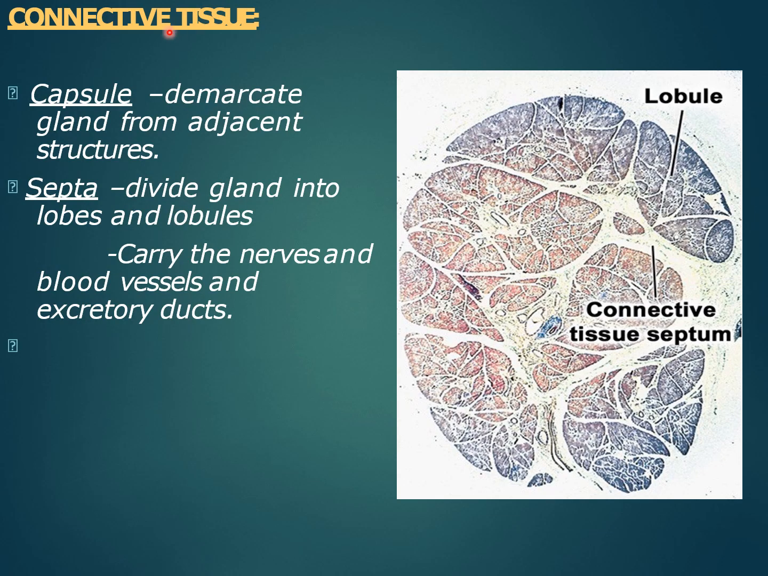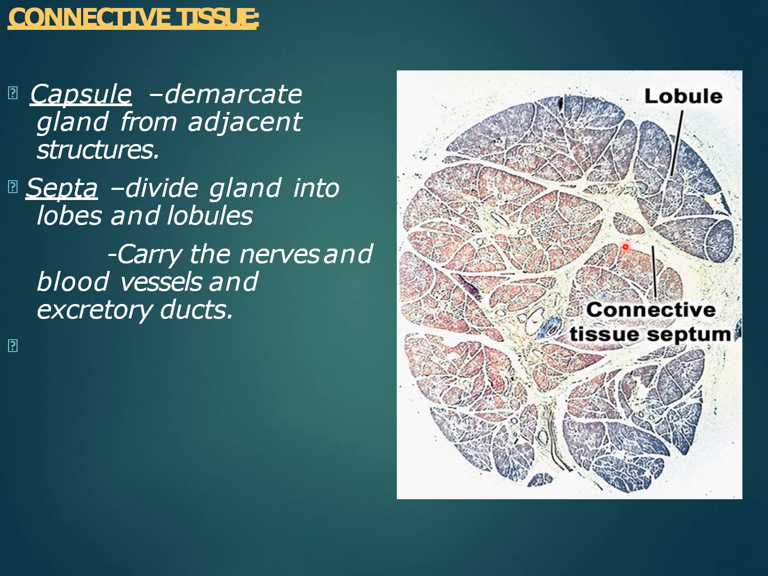About the connective tissue of the salivary gland. Each salivary gland is covered by a capsule. Thus, we can demarcate the gland from adjacent structures. Then this capsule extends into the substance of the salivary gland as septa. The septa divide the gland into different lobes and again into different lobules.